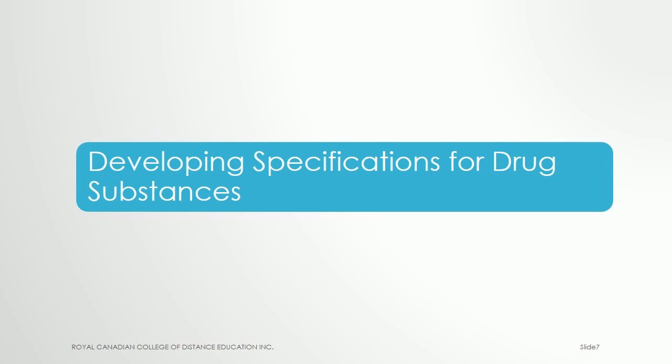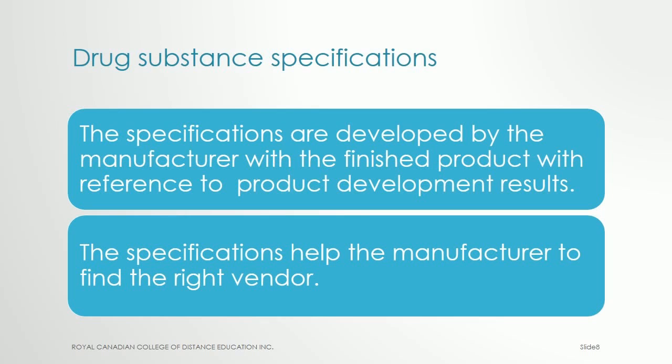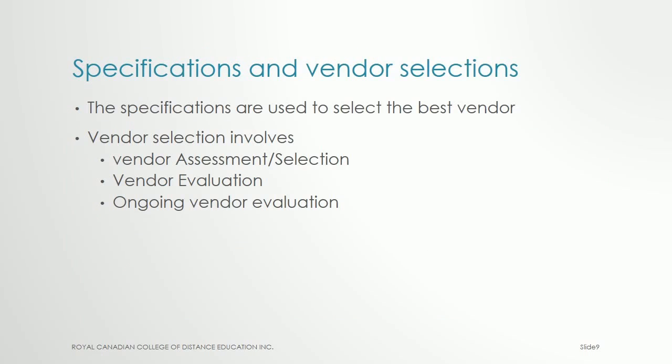You'll develop specifications of drug substances. The specifications are developed by the manufacturer after product development. The specifications help the manufacturer to find the right vendor. The specifications are used to select the best vendor. Vendor selection involves vendor assessment and selection, vendor evaluation, ongoing vendor evaluation.